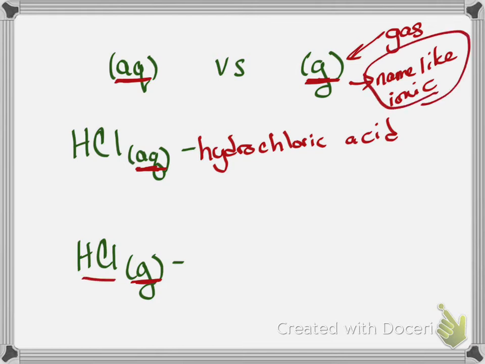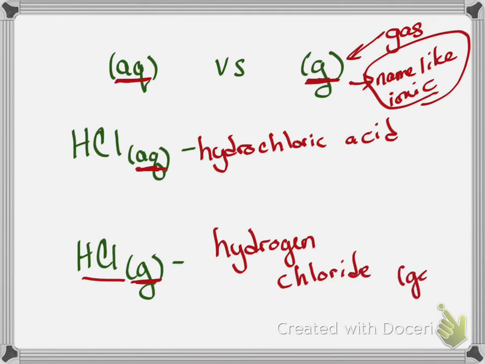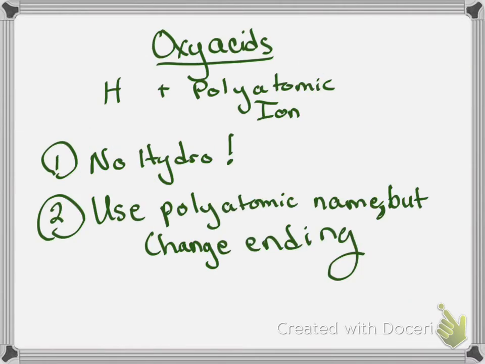If we were to name this like ionic, it would be hydrogen chloride. And sometimes you'll hear the word hydrogen chloride gas used. So whenever you see the G, you don't do this. You have to make sure you see the AQ in order to name it that way. If you see a G, you're using ionic rules. So make sure you go over that. One other aspect that we'll do is we're going to mix all these things together at the end. So please make sure you're aware of that. Now, oxyacids.